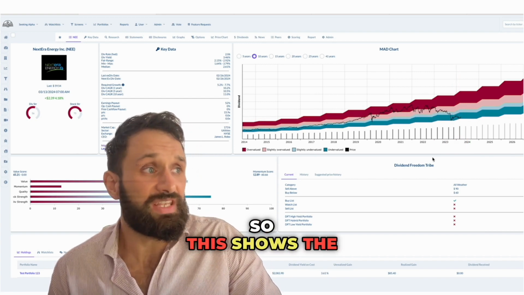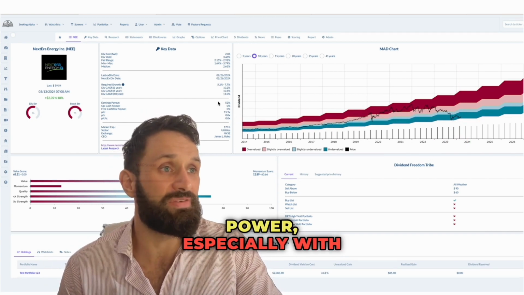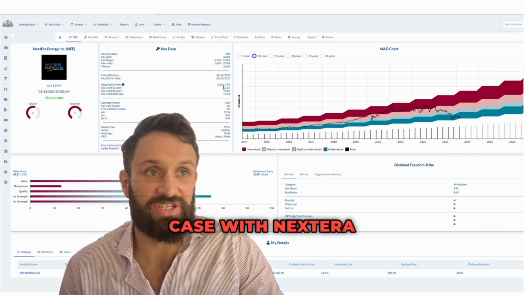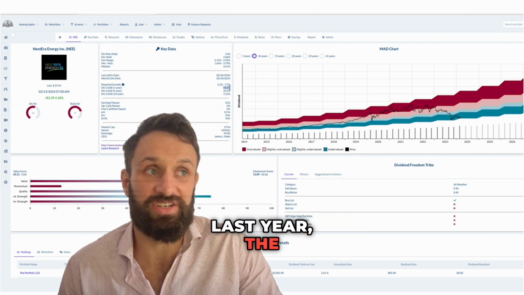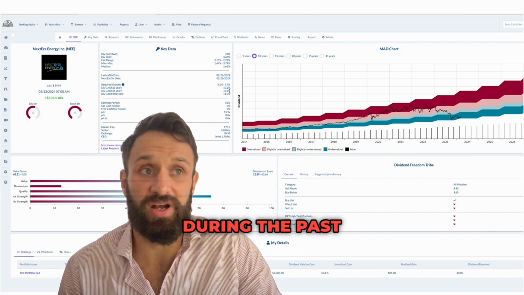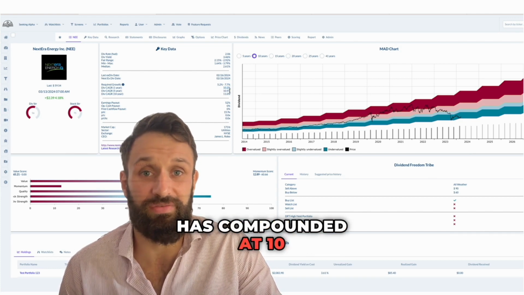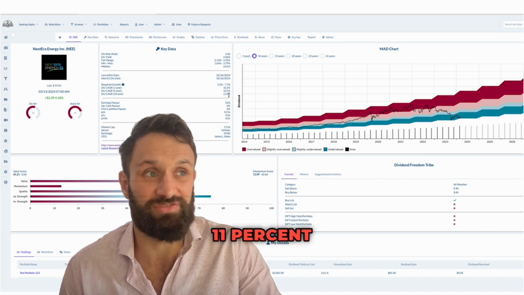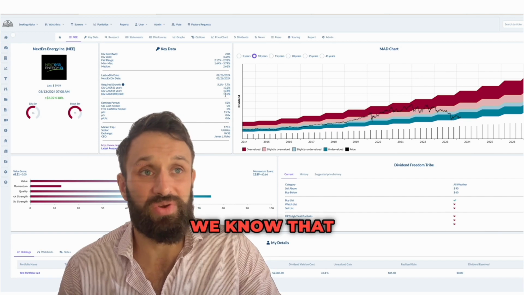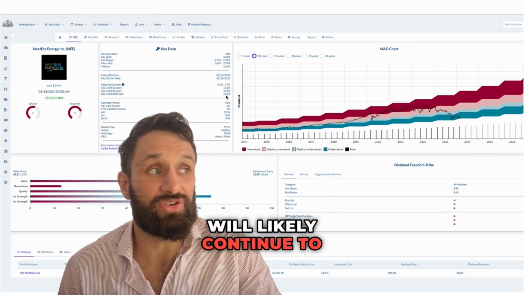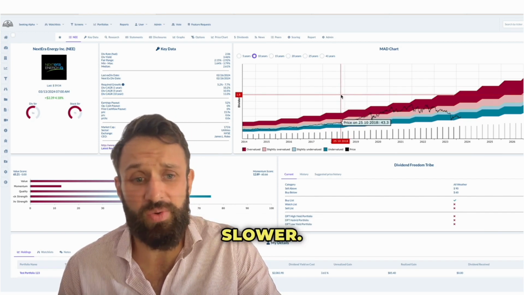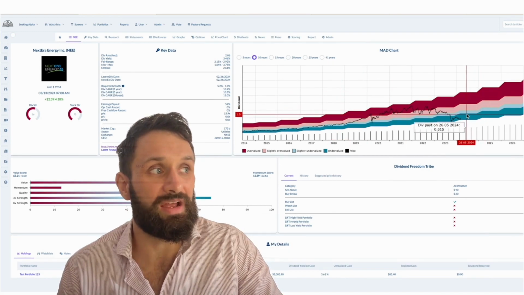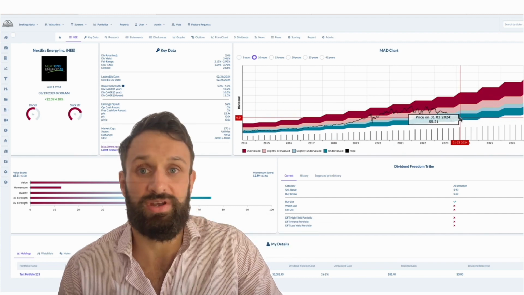So this shows the power, especially with stocks which have consistent dividend growth rates, which is the case with NextEra Energy. Last year, the dividend increased by 10%. During the past 5 years, the dividend has compounded at a 10% growth rate, and over the past 10 years, it's compounded at an 11% growth rate. This is very tight. We know that NextEra Energy will likely continue to grow at this rate or slightly slower, and this gives us a good indication of when a nice entry point is into NextEra Energy.